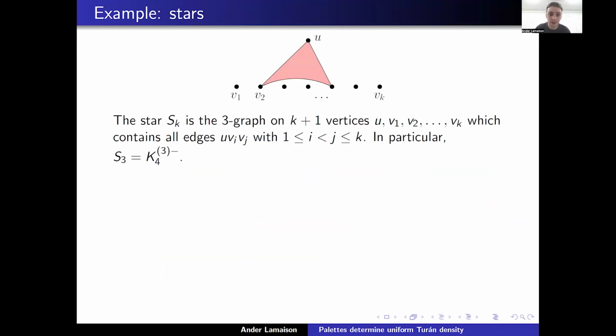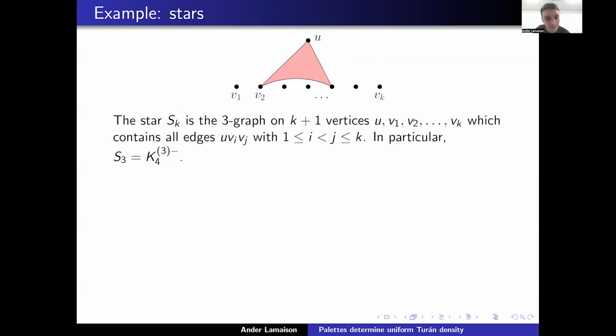So for example, if we take the K star, the K star is a hypergraph on K plus 1 vertices, where we take one vertex to be the center. Here I drew it on top. And then you take all edges that contain the center and 2 other vertices. And that's the K star.